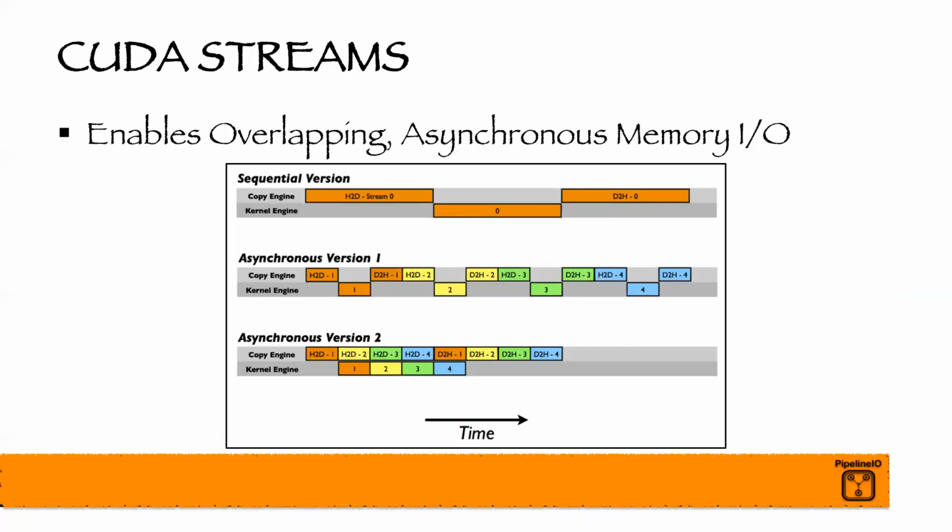And because of these streams, you can actually get that data to the GPU and it's going to sit there waiting. And so right when it's done with the previous batch, it'll start on that next batch that's sitting there waiting.